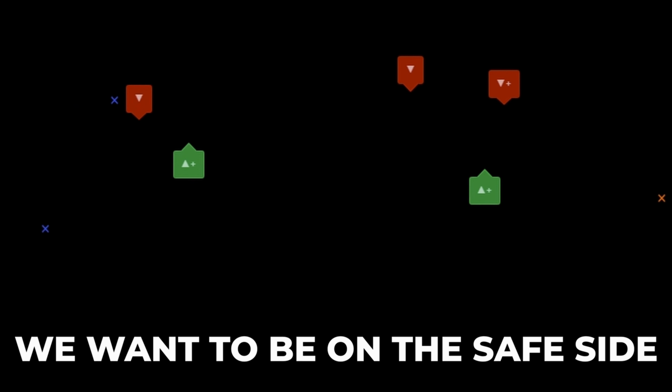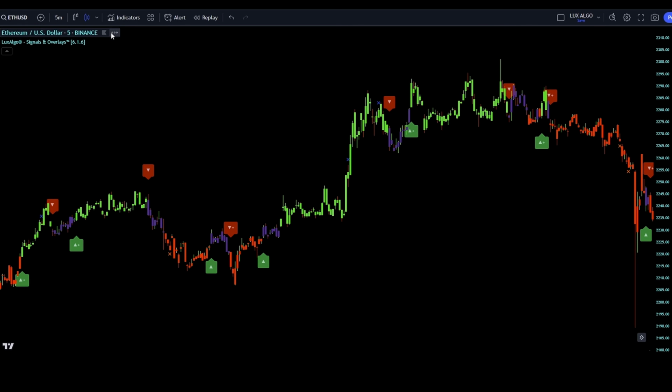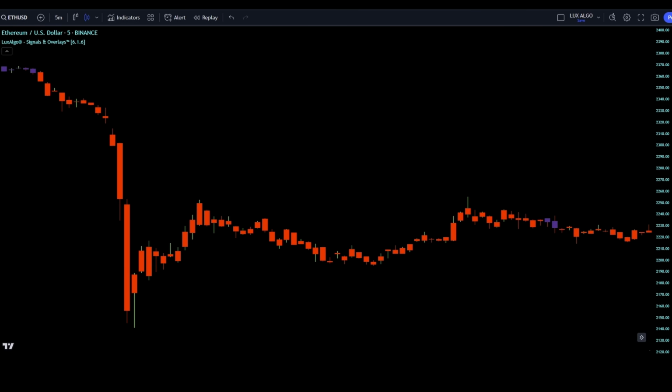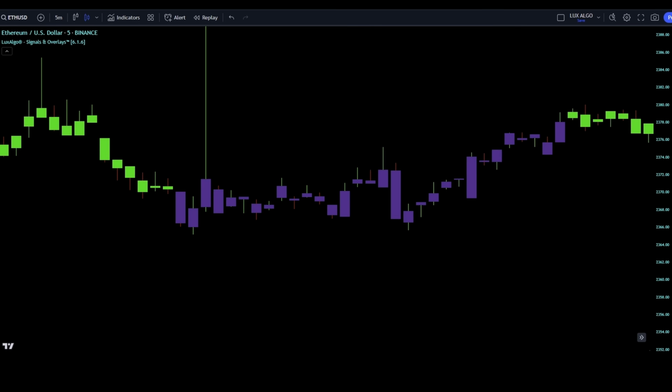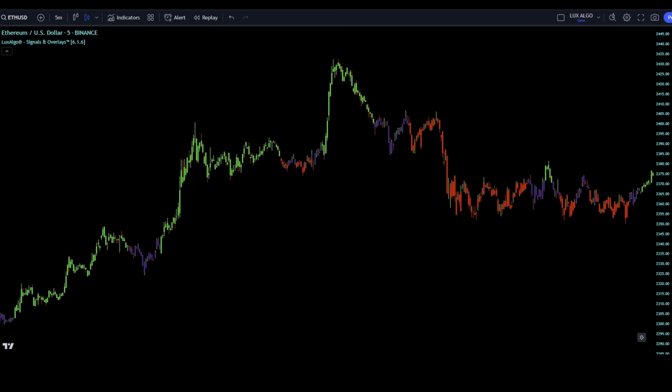The strong signals are matching the current market trend, showing it's a good time to follow the trend. The normal signals might show up during short-term market changes. As we want to be on the safe side, we are going to use only the strong buy and sell signals, which include the plus sign in it. For our strategy, we are going to use the candle coloring as well. The green candles represent strong bullish activity, and the red candles represent strong bearish activity. The purple-colored candles show us a normal activity, so for our strategy, we are going to use only the green and red candles to enter the trades.